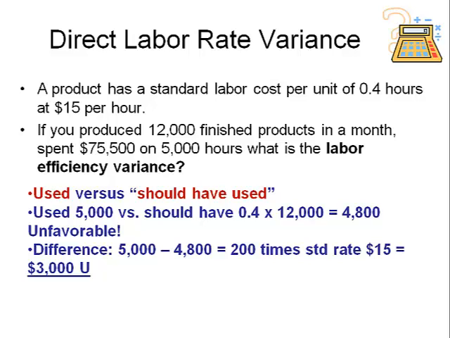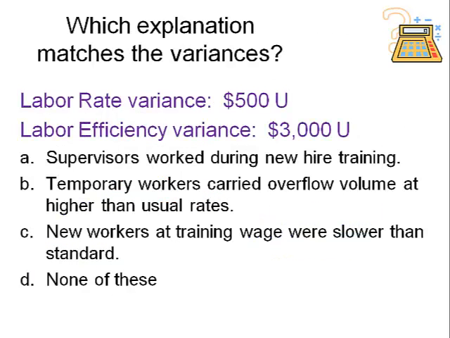And we don't leave the 200 hours in that format. We actually convert it to dollars by multiplying it times the standard rate, and that gives us a better feel for how big a problem is the variance when it's in dollars instead of hours. So now let's do an interpretation. So we had the labor rate variance, which was $500 unfavorable, and we had the labor efficiency variance, $3,000 unfavorable. Which one of these four explanations best matches these variances we calculated? So freeze the frame and think through it, and then we'll talk about it.